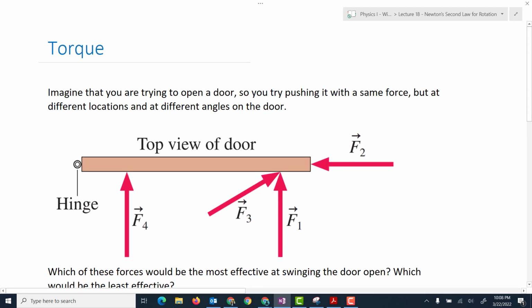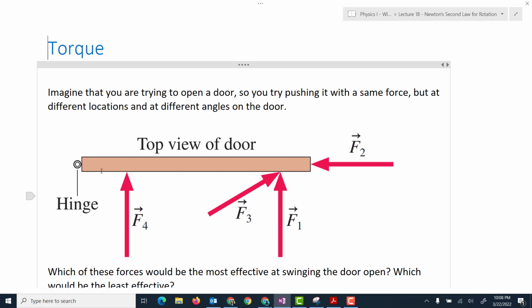Imagine you're looking down at a door. This is the top view of the door that you're looking at, and there's the hinge on the side. Let's say you're trying to open the door. So you try pushing it with the same force, but at different locations and at different angles on the door.